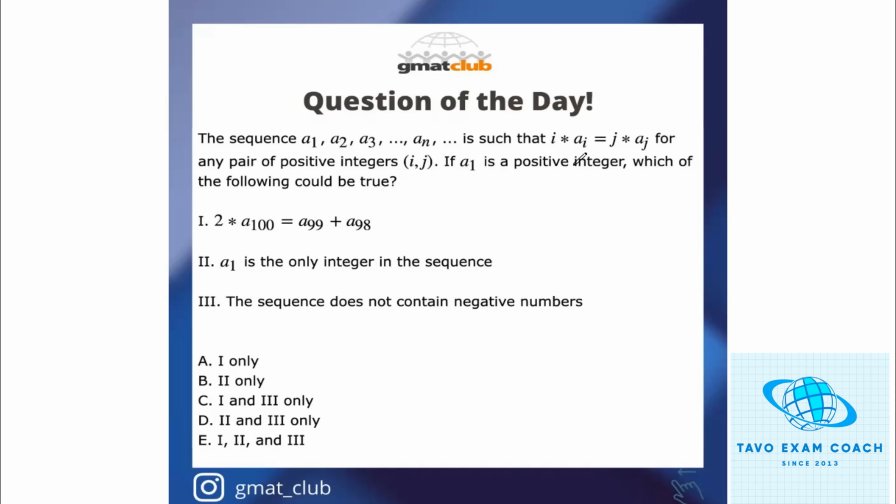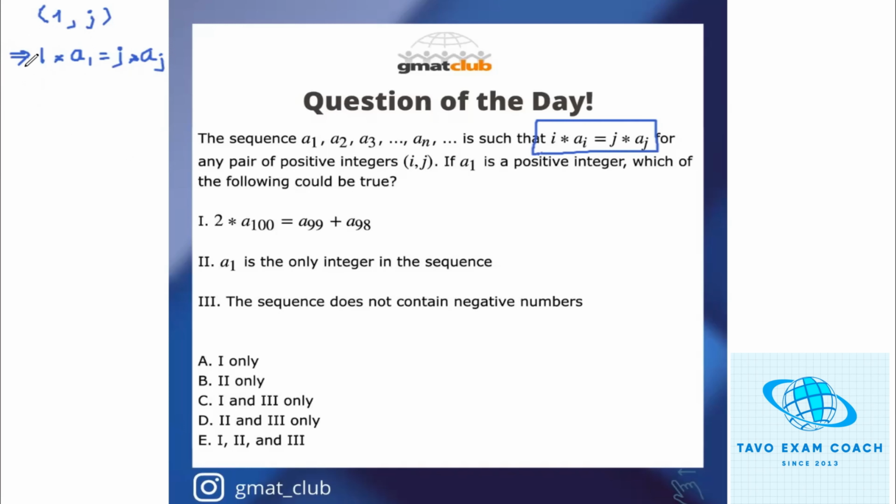by evaluating the condition given about the form of the terms in the sequence. This general rule specifies a condition that all terms in the sequence must comply with. Based on this definition, if this is true for any pair of positive integers i and j, then it should be true for this pair of positive integers, 1 and j. So if this is true for 1 and j, then according to the definition, 1 multiplied by a sub 1 should equal j multiplied by a sub j. This for any positive integer j.